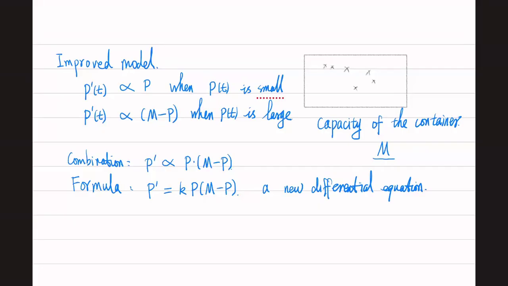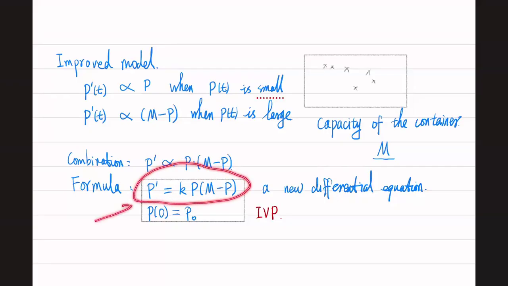Again, we can supply the initial condition. Then put them together. We have our second initial value problem. Next, we will try to solve this differential equation. Any method come to your mind? How to solve this one?